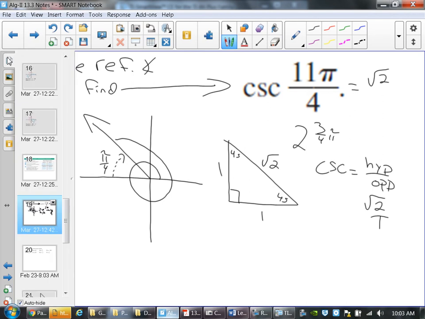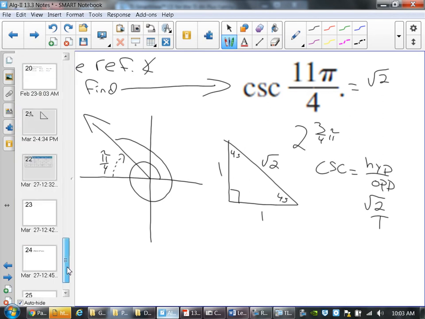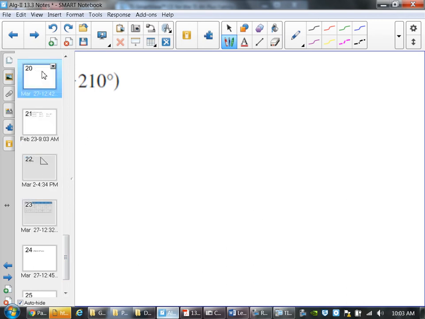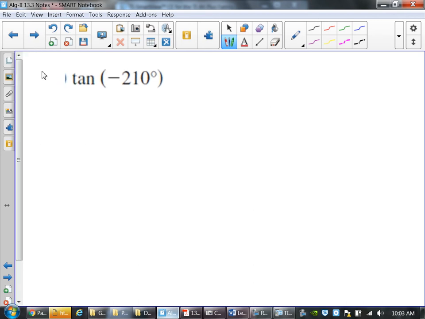Let's do another one. I'll go to a degree. We're going to mix it with degrees and radians today. Tangent of negative 210.